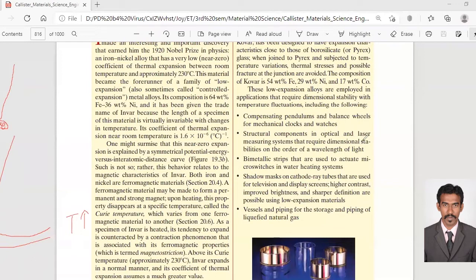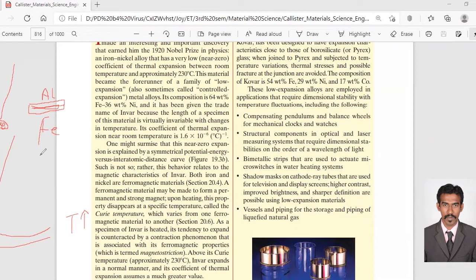Then I have structural components in optical and laser measuring systems that require dimensional stability on the order of the wavelength of light. So these are a few materials. Bimetallic strips are used to actuate microswitches in water heating systems. A bimetallic strip is a structure of two metals, usually used in an iron box. One can be aluminium and, for example, the other is Fe. If the thermal coefficient of aluminium is high, it will expand fast.